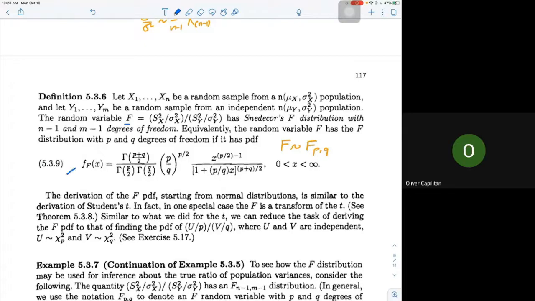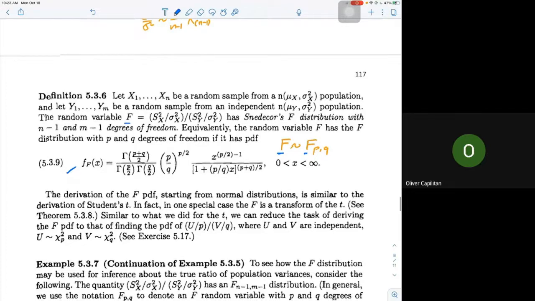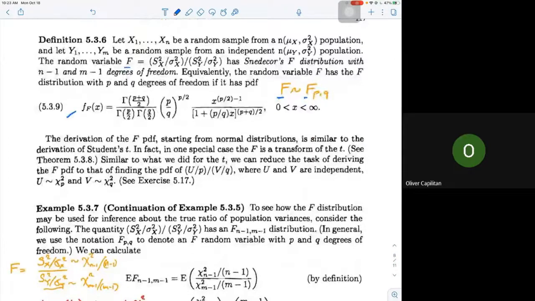We have that. So this big F, as our random variable, has an F distribution with p and q degrees of freedom. So that is our PDF. The derivation of this is almost similar to the process that we have used in deriving the t distribution. That's actually an exercise in 5.17.